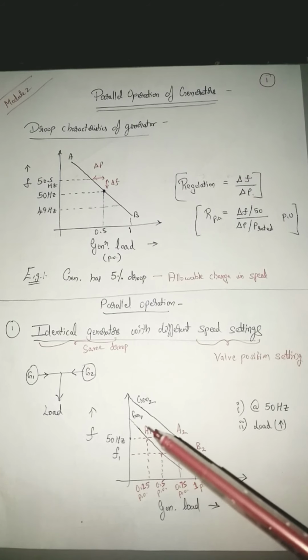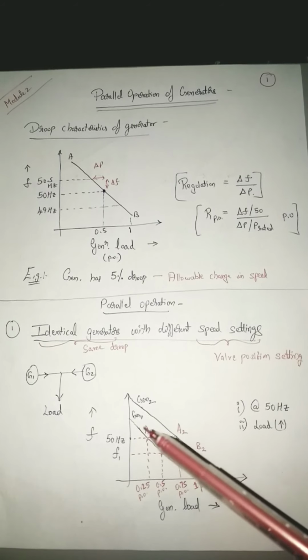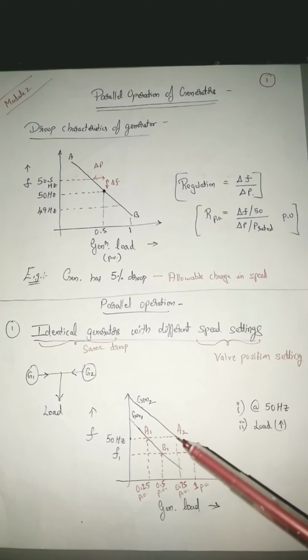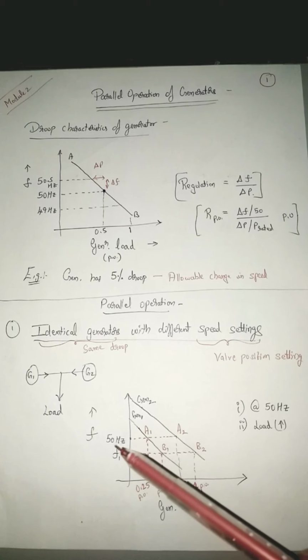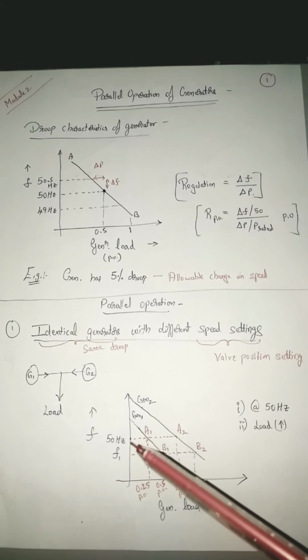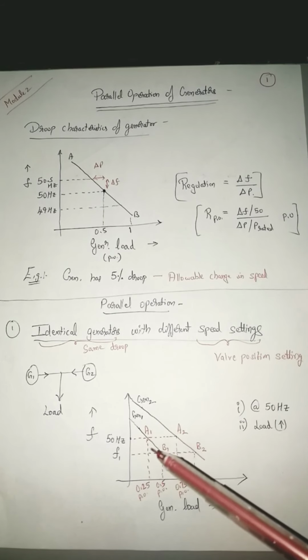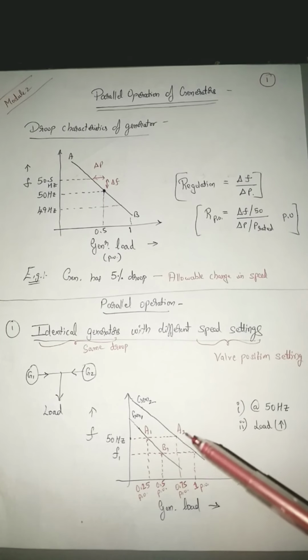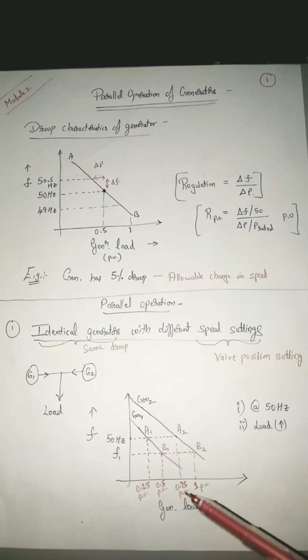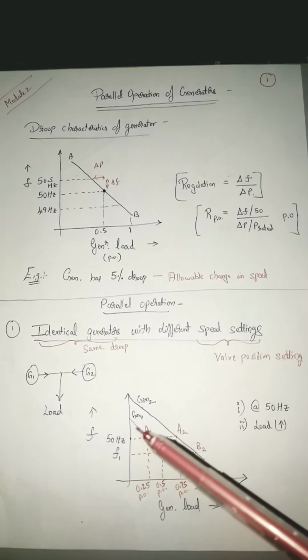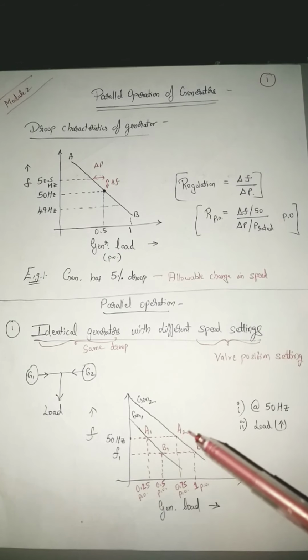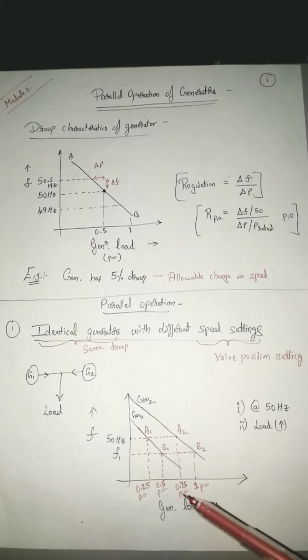On this particular curve, I repeat once again, generator 1 is at A1, generator 2 is at A2, and you can see it is 50 Hz. So what we mean by this, A1 means on the x-axis you can see 0.25 per unit, A2 on the x-axis you can see 0.75 per unit. That means at 50 Hz frequency, generator 1 is taking 25% of the load and generator 2 is taking 75% of the load demand.